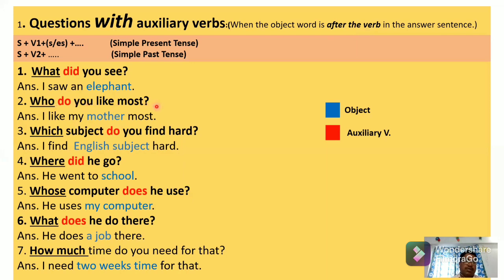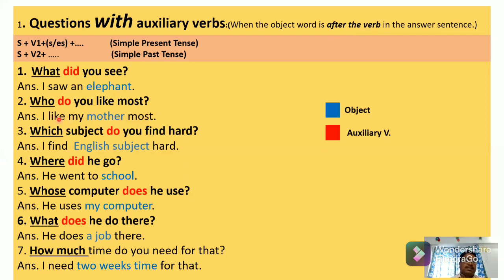Who do you like most? The answer may be, I like my mother most. I like my friend most. Yes, I like my father most, right? So where is the object? What is the object in this sentence? I like my mother most, right?